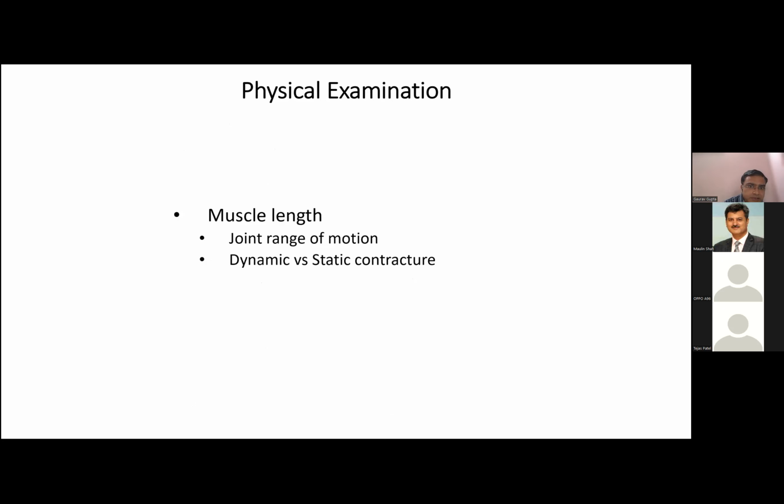To assess the muscle length, we range the joint, we move the joint slowly and see whether the joint has equal movement as compared to the opposite joint or not. Then if there is some tightness or some limitation, we try to see whether it's a dynamic contracture or a static contracture.